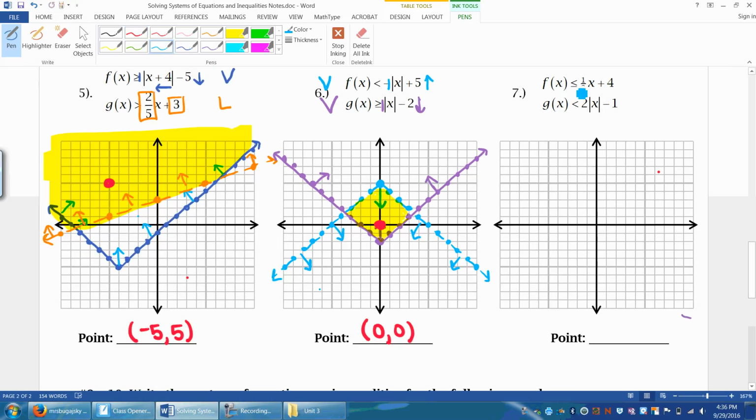Next one, f of x is a line. It's linear. It does not have the absolute values, so I plot 0, 4. The slope is 1/2. So I'm going to go up 1 and to the right 2 spaces. Or the opposite, down 1, left 2 spaces. It's a line, it's not an absolute value. This one has the equal to symbol, so it's a solid line. The inequality is less than, so we're going to shade below the line.